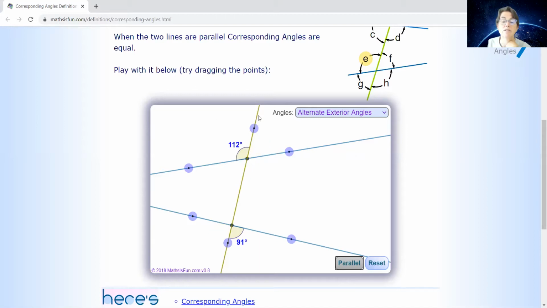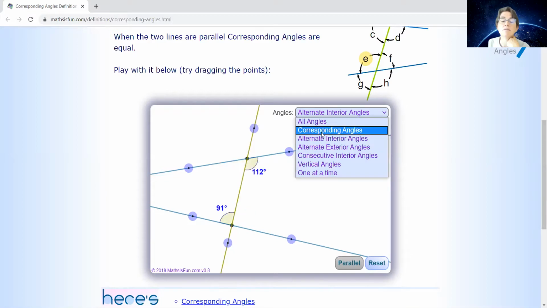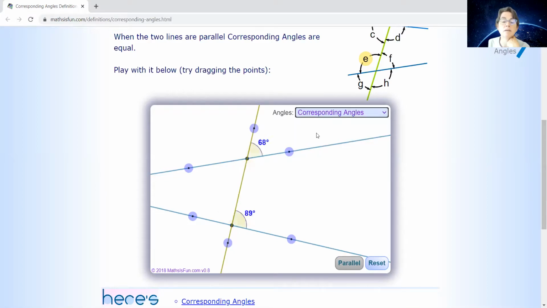So here's my transversal. They have to be on opposite sides or alternate sides of the transversal, and they're outside my two blue lines. If we do interior, you can see same thing. They're always on opposite sides of the transversal. They're never side by side, and they're going to be inside the two blue lines. So corresponding angles, and there we go. They're in the same spot in reference to both the transversal and the lines that it's crossing.